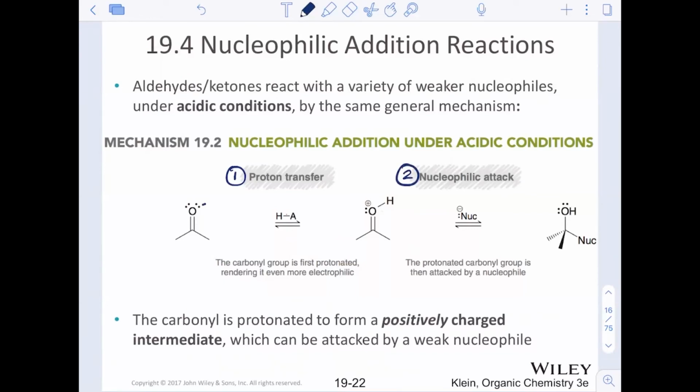Now, when that proton transfer happens, the oxygen of the carbonyl is going to be attacking the acid, right? Because if the carbon of the carbonyl is the electrophile, that means that the oxygen is more nucleophilic, right? And that proton transfer actually makes the carbon of our carbonyl more electrophilic, more susceptible to a nucleophilic attack, because now that oxygen is positively charged.